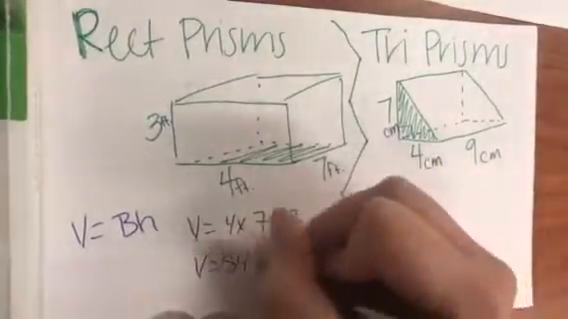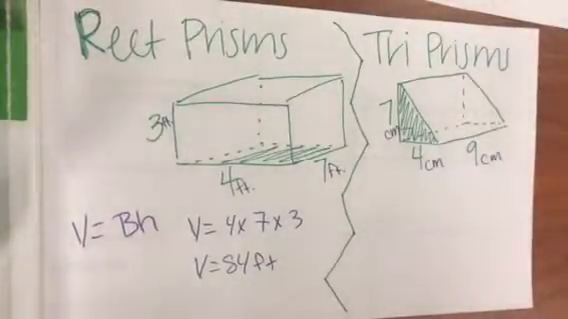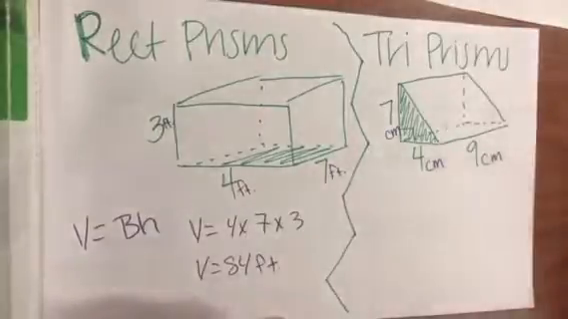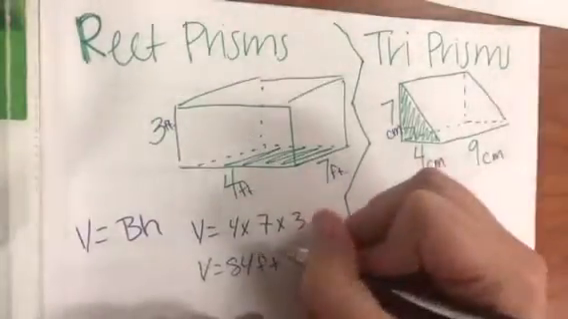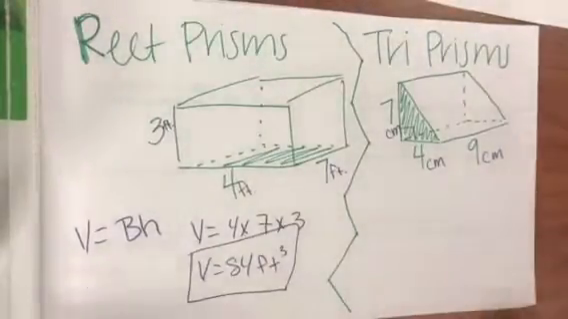Don't forget the feet, so feet squared. Miss Green totally forgot to put the units in. She remembered on the last one, but still forgot to put the units on the rest of them. It's okay. Me and Miss Green are horrible with our units. So we've got 84 feet cubed. Remember, volume is cubed.